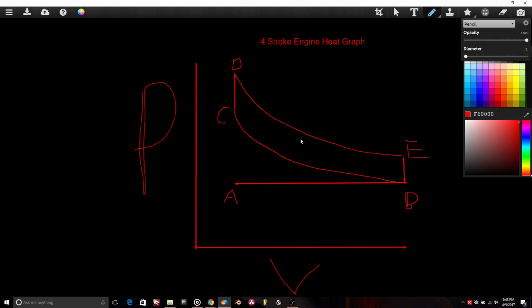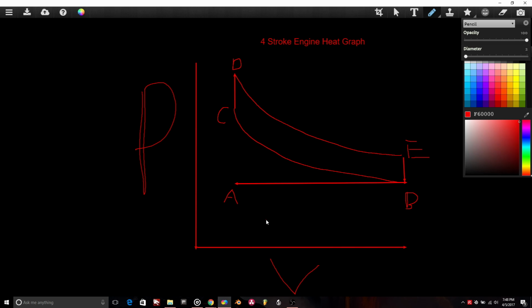So on this heat graph, if you don't know what all these lines are already, they are different processes happening in the four-stroke engine, but there are terms to describe the processes. Like from A to B, that represents on this graph an isobaric process. And we know that, as we can see, the pressure stays constant. So that's what describes an isobaric process: the pressure stays constant throughout whatever is happening here. And as you can see, the pressure stays constant and the volume is increasing.